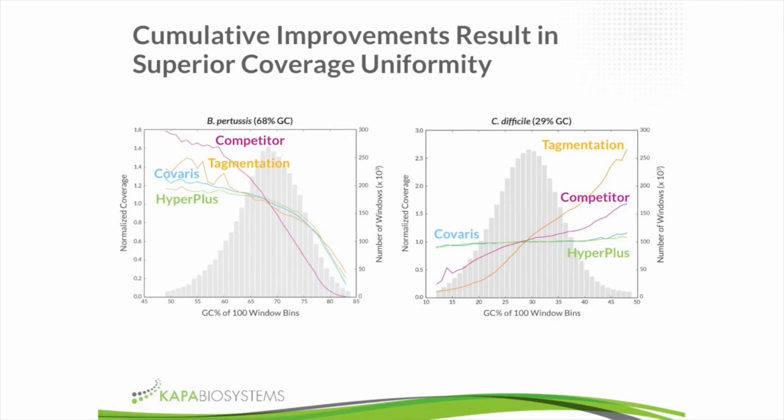We see a similar pattern when we look at GC-rich genomes. We see more even coverage with the Covaris and HyperPlus workflows, whereas we see a large overrepresentation of the GC-neutral sequences with the competitor kit. For an AT-rich genome, we see near-perfect results for Covaris and HyperPlus with a normalized coverage of about 1 across all GC bins. In contrast, both the competitor and tagmentation samples have uneven coverage. It appears to favor the more GC-neutral regions at the expense of the very AT-rich ones.